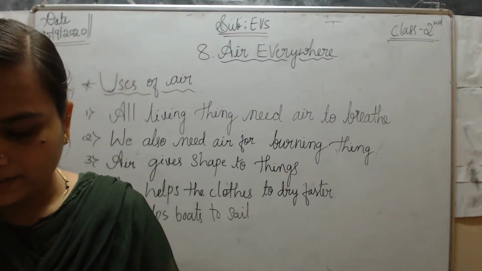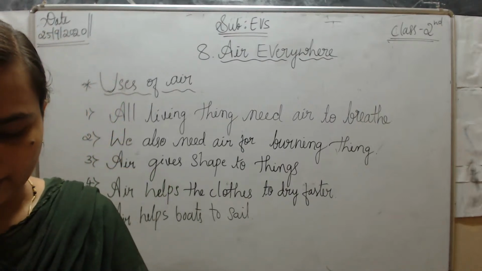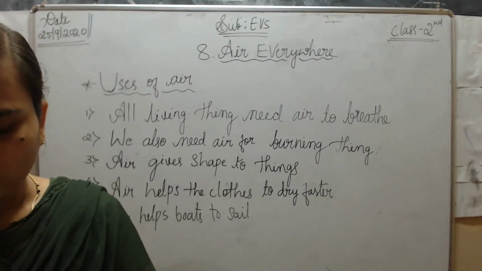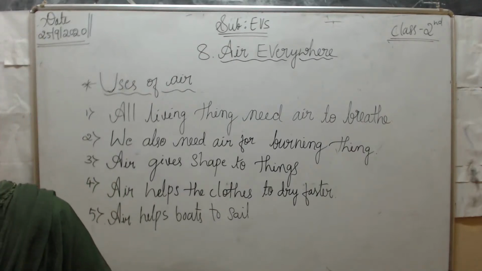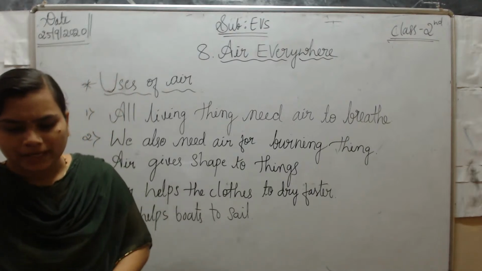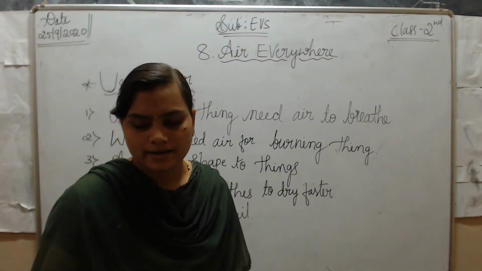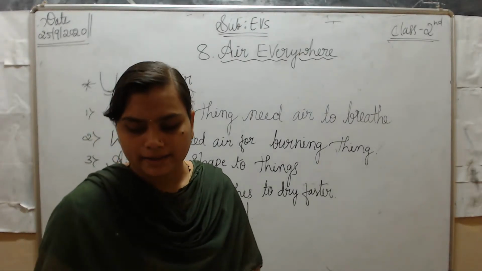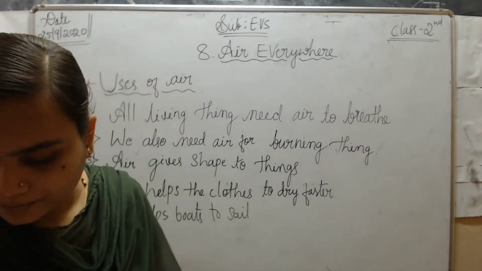Next point is: what does air contain? What does air contain, students? Air contains water vapor. Air contains dust and smoke. And air contains germs.